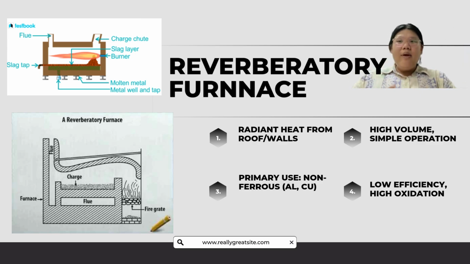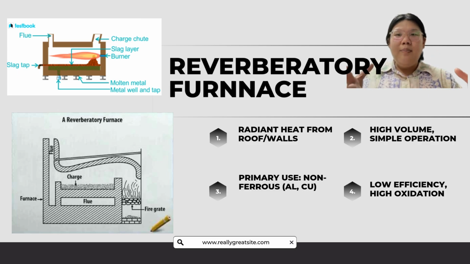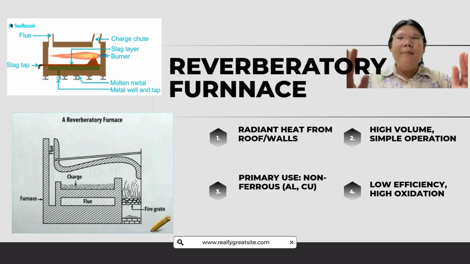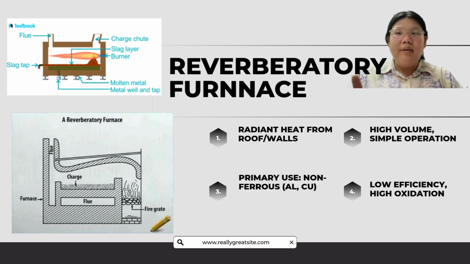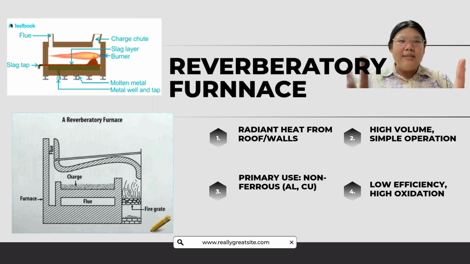alloys. Lastly, we have the reverberatory furnace. It is typically used for non-ferrous metals like aluminium and copper. A reverberatory furnace usually burns or heats the roof and the walls, so radiant heat reverberates down to the metal and melts it from the heat created outside. This allows for large volume melting, but also can lead to higher metal oxidation because it burns from the outside in, which allows for air to trap inside.